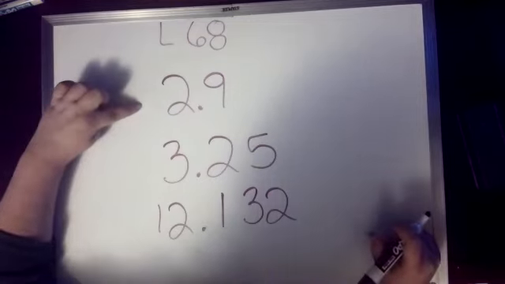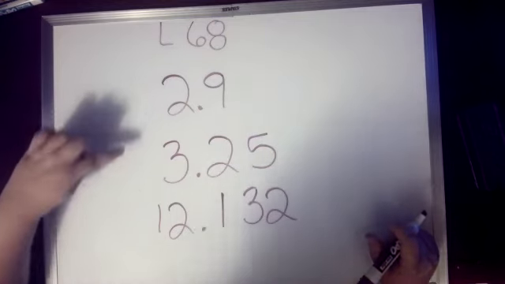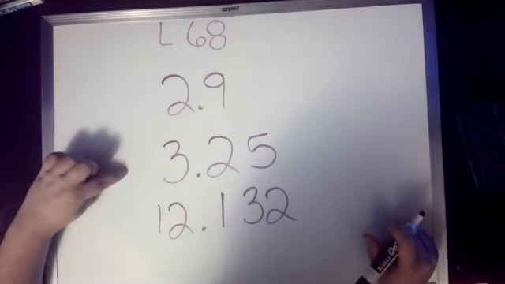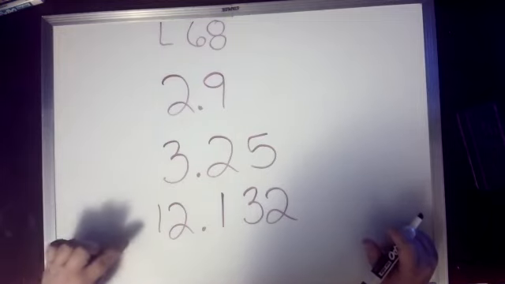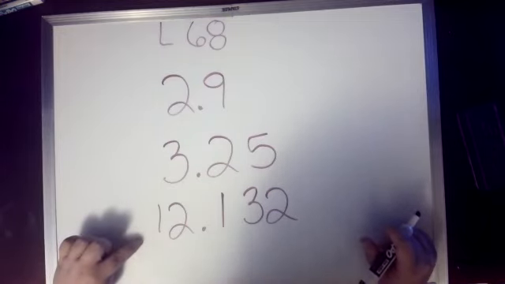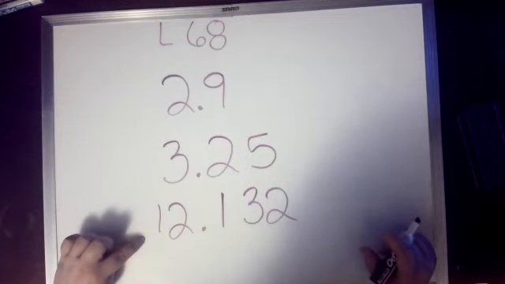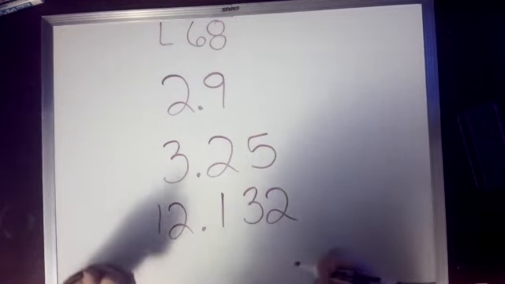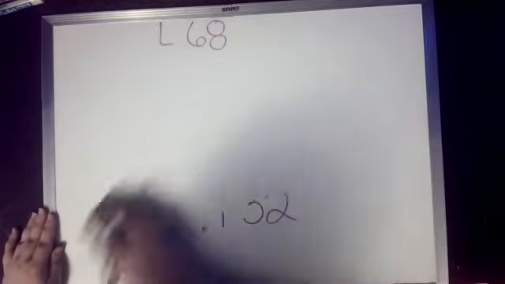First one, 2 and 9 tenths. Second one, 3 and 25 hundredths. Third one, 12 and 132 thousandths. Sorry, again, this one, 12 and 132 thousandths. Okay, if you got them all right, fabulous, well done. That is naming decimal places.